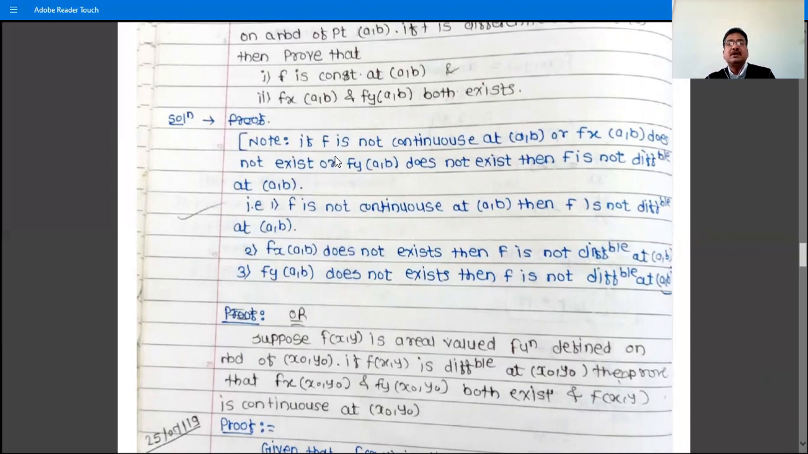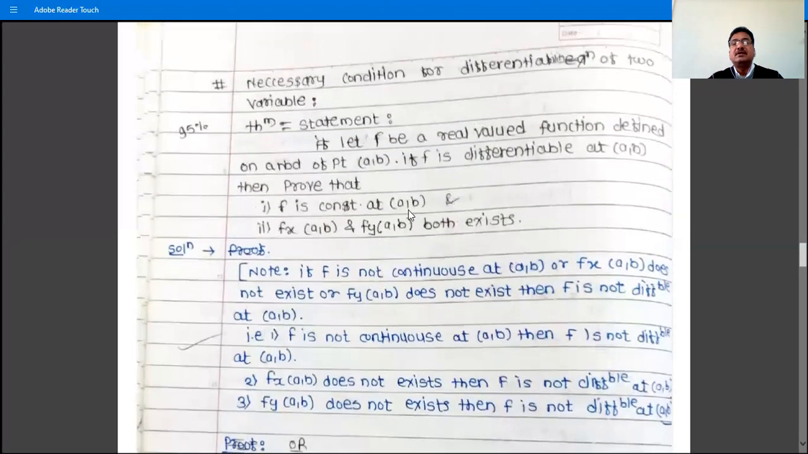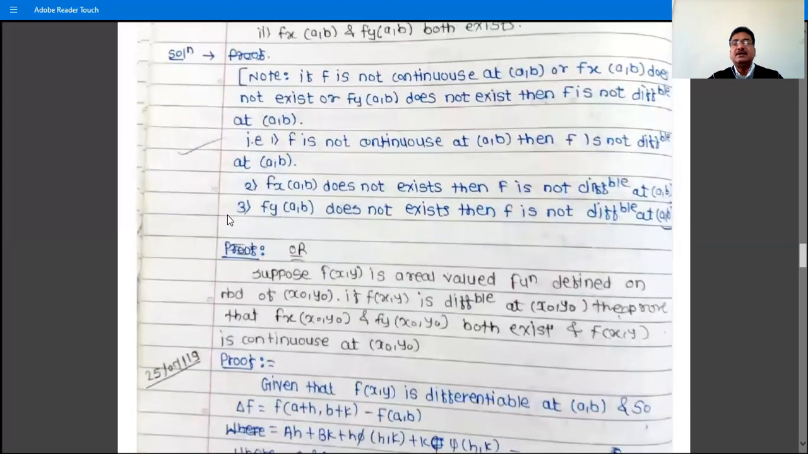How can we show the function is not differentiable at (a,b)? Either show the function f(x,y) is not continuous at that point (a,b), or show that f_x(a,b) does not exist, or show that f_y(a,b) does not exist. Then we say the function is not differentiable. But it does not mean that if the function is continuous and these partial derivatives exist, then the function is differentiable at that point. So this is only a necessary condition. These conditions are not sufficient conditions.